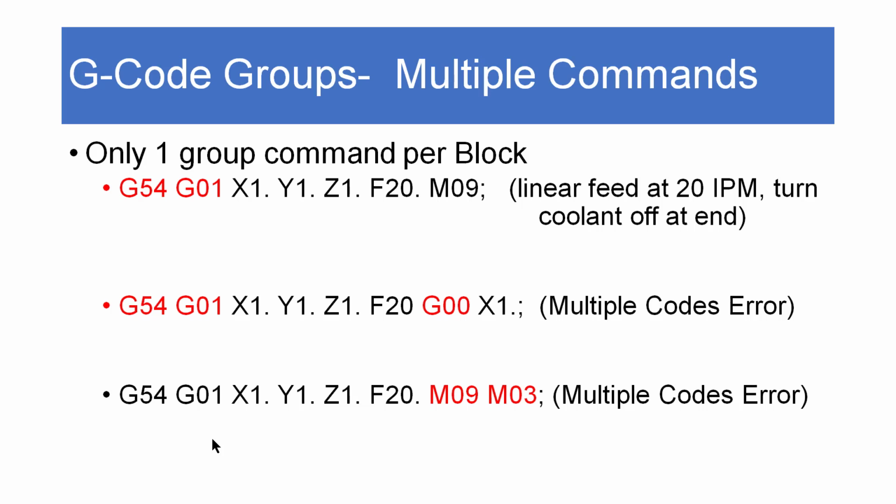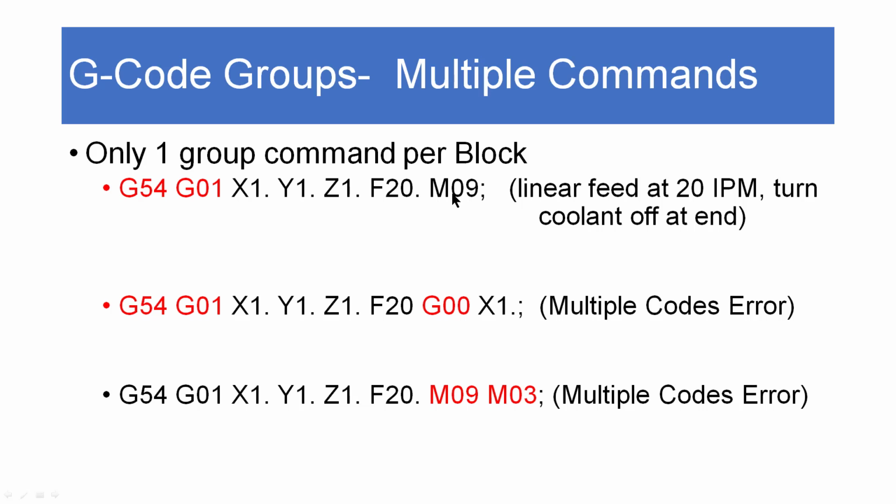And the example that I give kids is if I told you to walk, run, forward, backwards to QT, you'd look at me and go, I got no idea what you mean, buddy. So that's what you're telling the machine. So in this instance, I'm telling it to go G54, linear movement, G01, at this feed rate, turn the coolant off at the end.